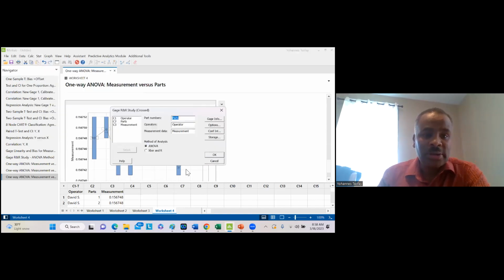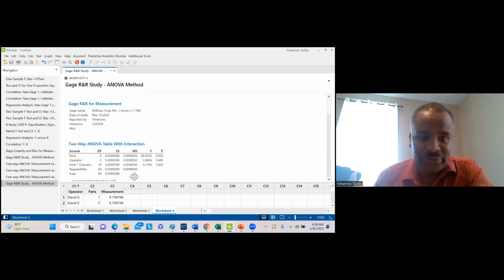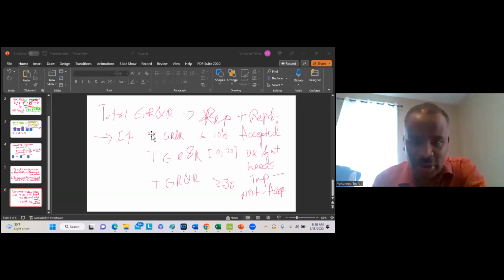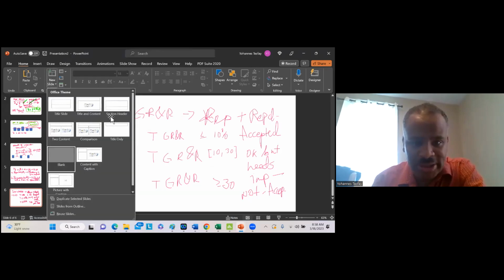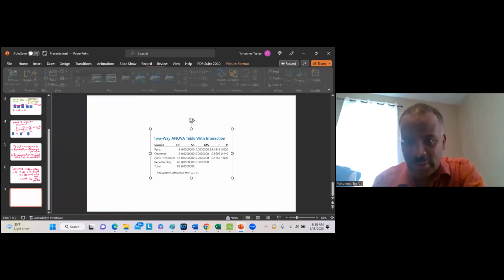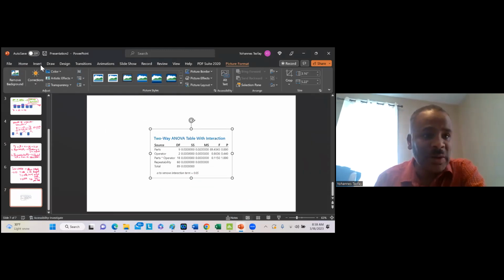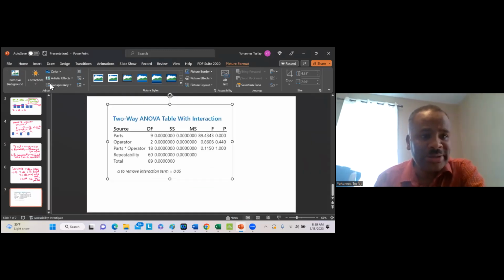Okay, I'll tell you that. So let me copy that, copy as a picture, and now I'm gonna come here. So this is ANOVA, okay? ANOVA with interaction. Always just put with interaction. So now we're gonna interpret that.